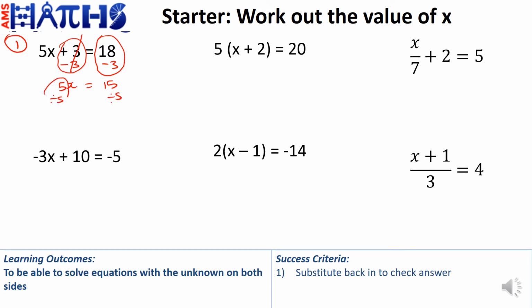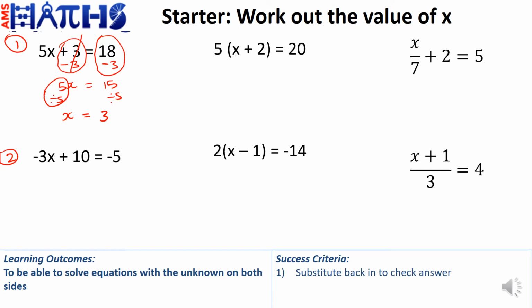5 divided by 5 is 1, so we're left with 1x. And 15 divided by 5 is 3. So it means that our answer is x is equal to 3. Let's look at the question here. Minus 3x plus 10 is equal to minus 5. So minus 3x will remain because that's where our unknown is.